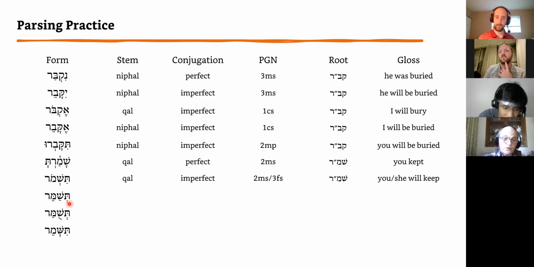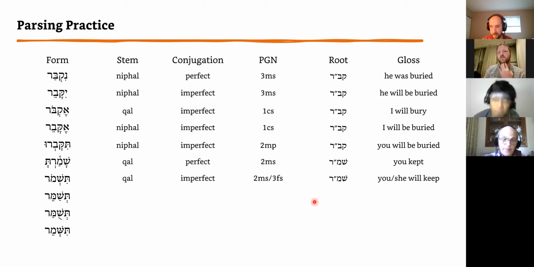So it looks probably Piel, imperfect. Yes, and how do you know that? The prefix. Because the imperfect has prefixes. Good. And probably second masculine singular. Yep, and it could be third feminine singular too, right? So the same. And same root as above.